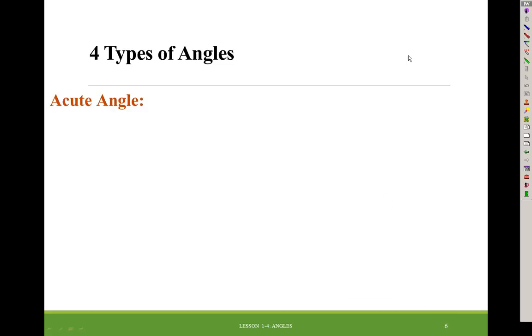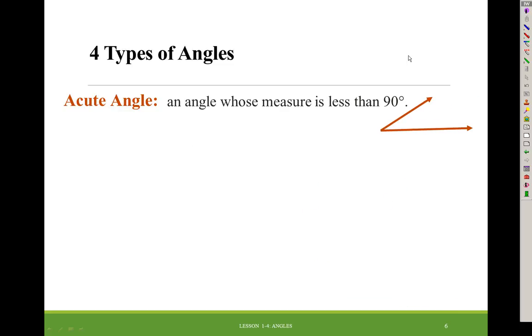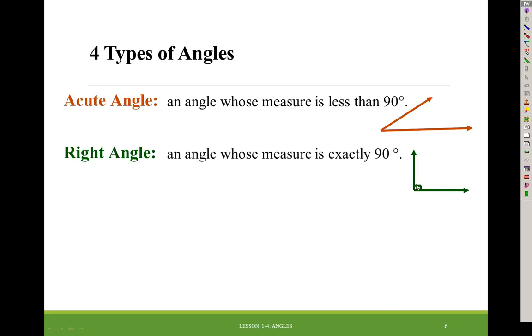So types of angles. If an angle has a measure less than 90, it's acute. A cute little angle. That's how you remember it. It's a cute little angle. Less than 90. A right angle has a measure that's exactly 90 degrees, and it will oftentimes have a little box there at the corner, right there at the vertex, saying it's a right angle, 90 degrees.